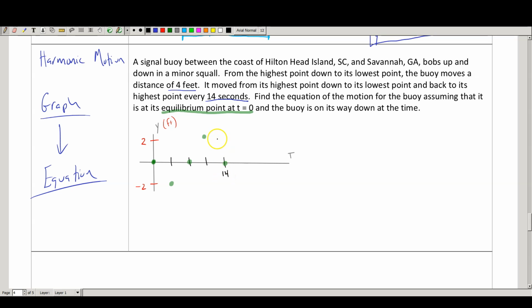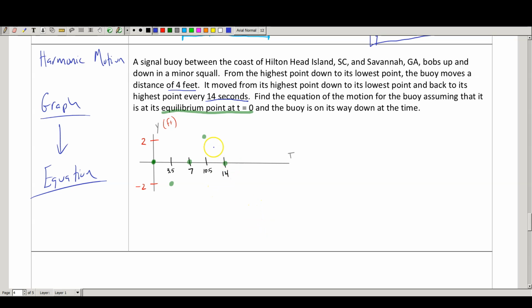So what does that mean about these intervals? If we want to write them down, well, that means that this would have to be 7 seconds, because that's half, and then this would be like 3.5 here, and this would be like 10.5 if you wanted to write that. But we sort of have a picture of this motion now, right? We have it on the graph.